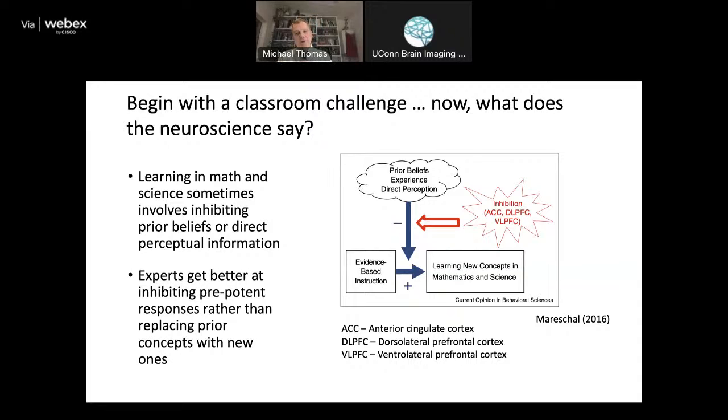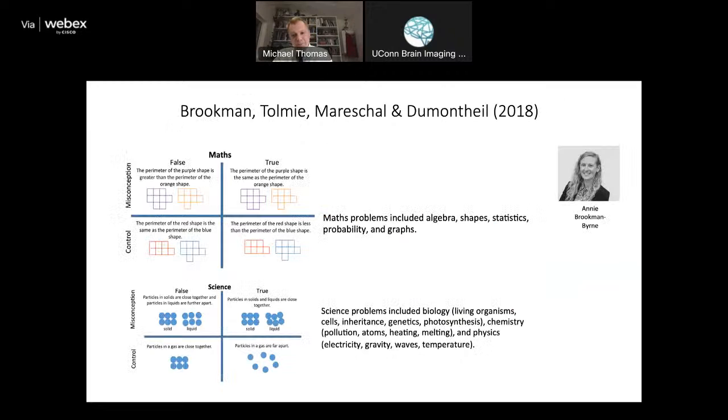And we think that when you learn new concepts, you don't overwrite previous concepts, but you learn them alongside the old concepts, and you use inhibitory control to inhibit the intuitive or irrelevant properties of the previous knowledge. So we have some neuroscience theory about what's going on here, and that suggests a possibility that if we trained inhibitory control skills and embedded them in science and maths content, maybe we could improve children's understanding of counterintuitive concepts. And again, we can do some basic research around this.